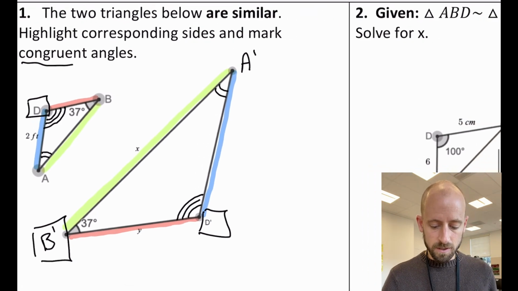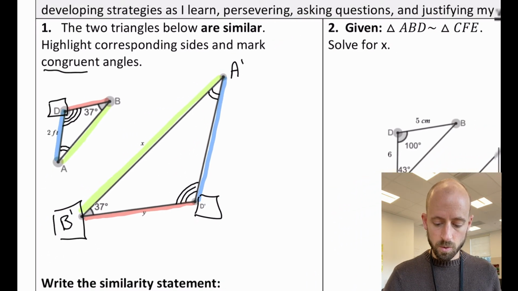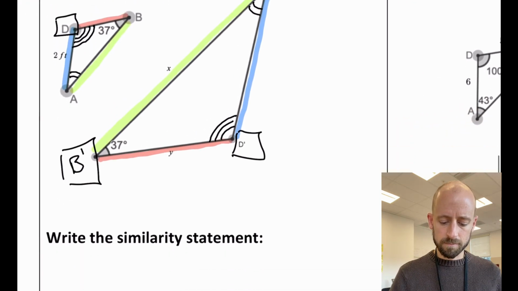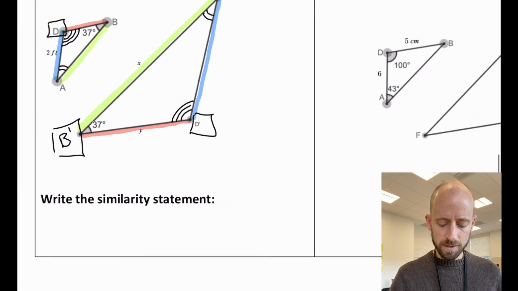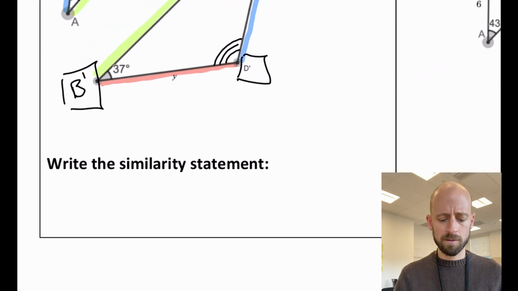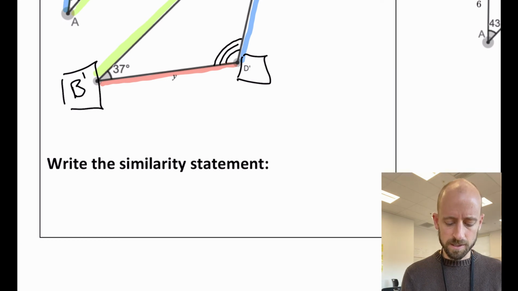So in the next video, I'm gonna go through how to do another example. Oh, you know what, I almost forgot. Before I get ahead of myself, now that we have all this, let's write the similarity statement. That's pretty important. How could I forget? Similarity statement, all right.